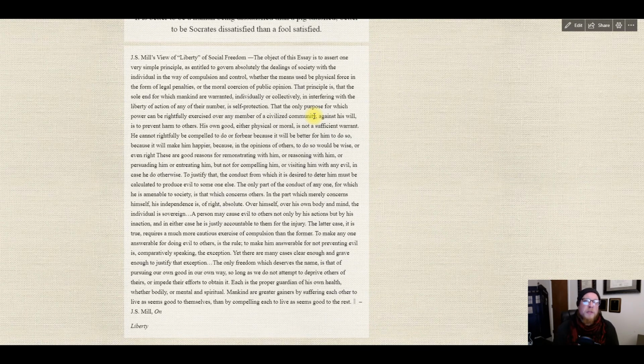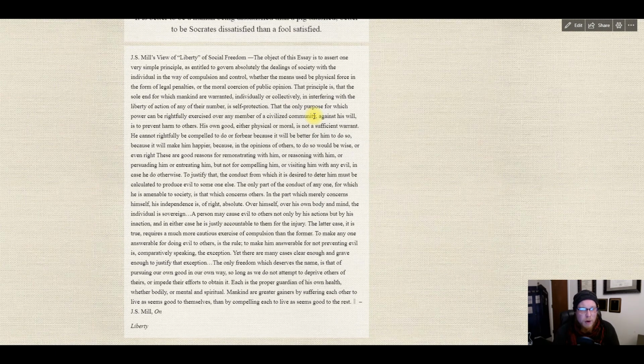He continues, his own good, either physical or moral, is not sufficient warrant. You don't violate people's freedom for what's best for them. Going, well, they need to learn a lesson. They need to do better than this. It's their duty to do so. Mill says, no. Let people do what they want to do. The only time you can step in with violence or force is when they're doing something that is harmful to others.